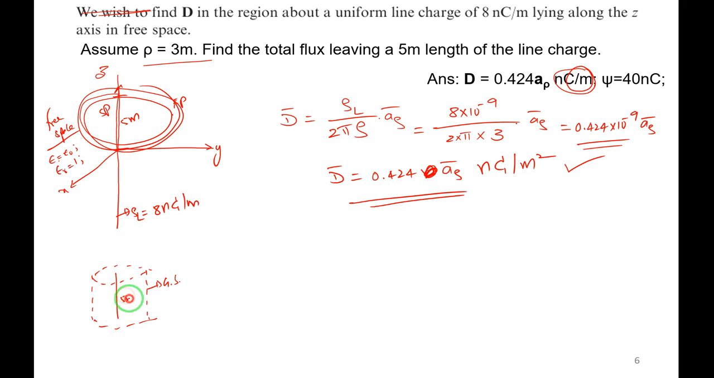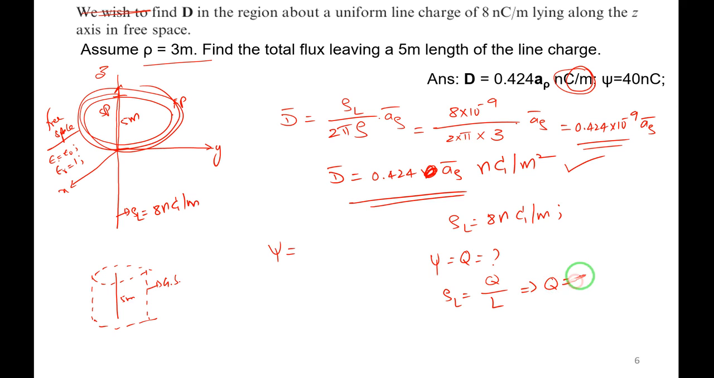So this is 5 meters. Then find the total flux leaving a 5 meter length of the line charge. Means total flux psi. Well, they have asked, right? And rho L is how much? 8 nano coulomb per meter. Then I want to find out Q. What is Q? It is nothing but psi only, right? So what is rho L? Charge per unit length, right?